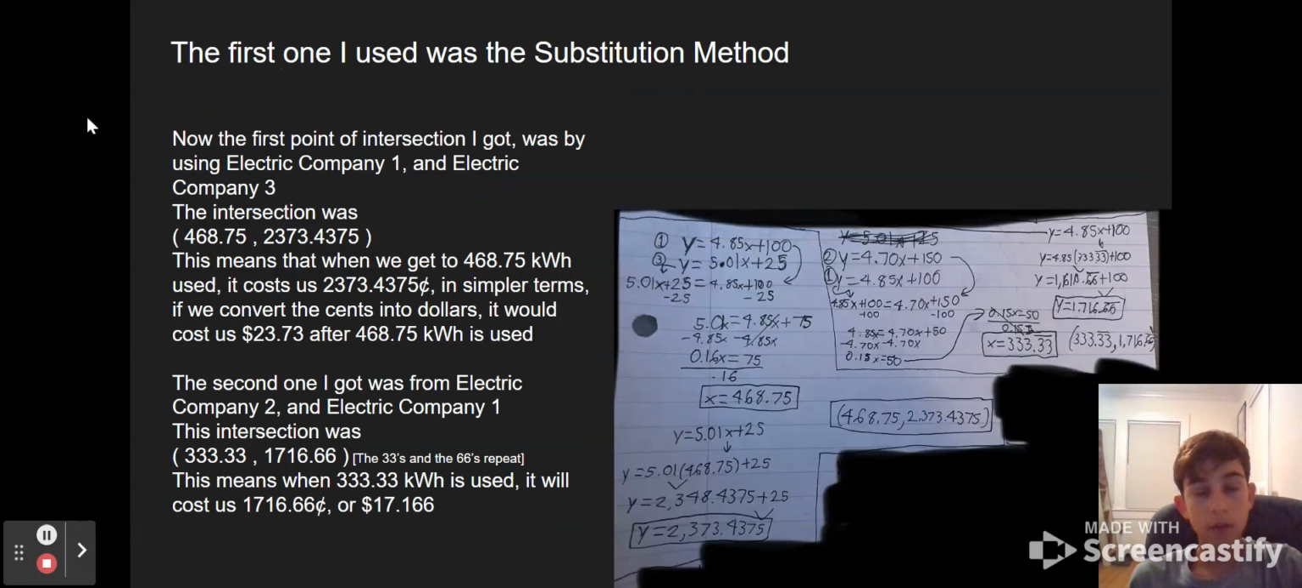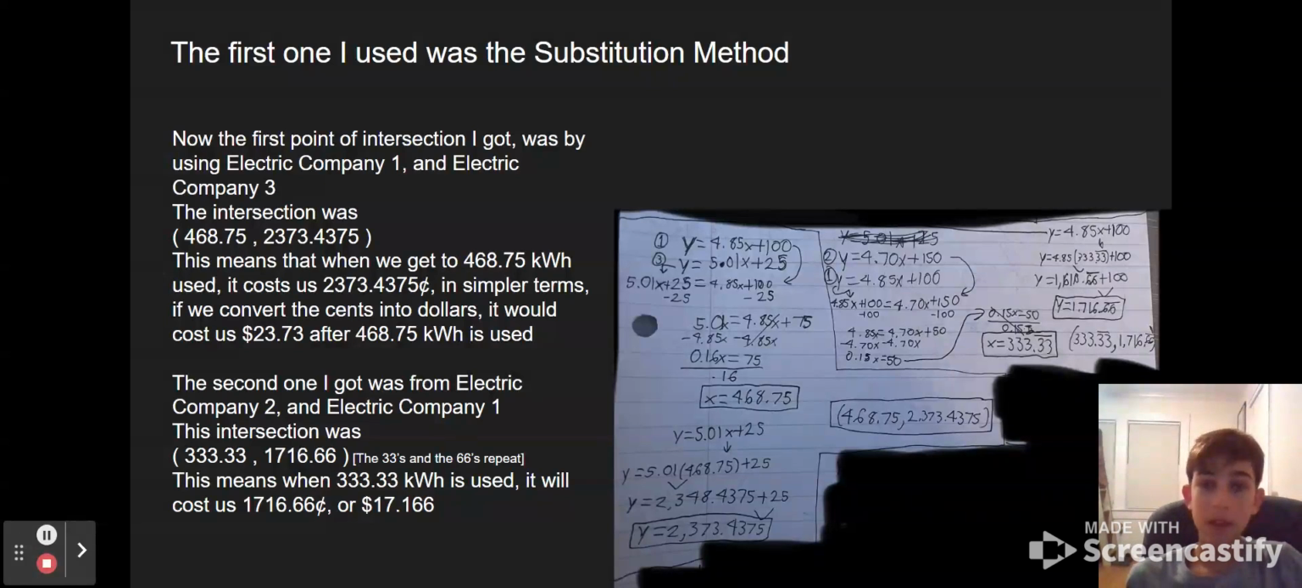So the first one I used was the substitution method, and you can see my work done over here. Now, the first intersection point I got was by using electric company 1 and electric company 3. The intersection was 468.75, comma 2373.4375. I kind of don't remember how to say my decimals, so sorry if it gets a little confusing.